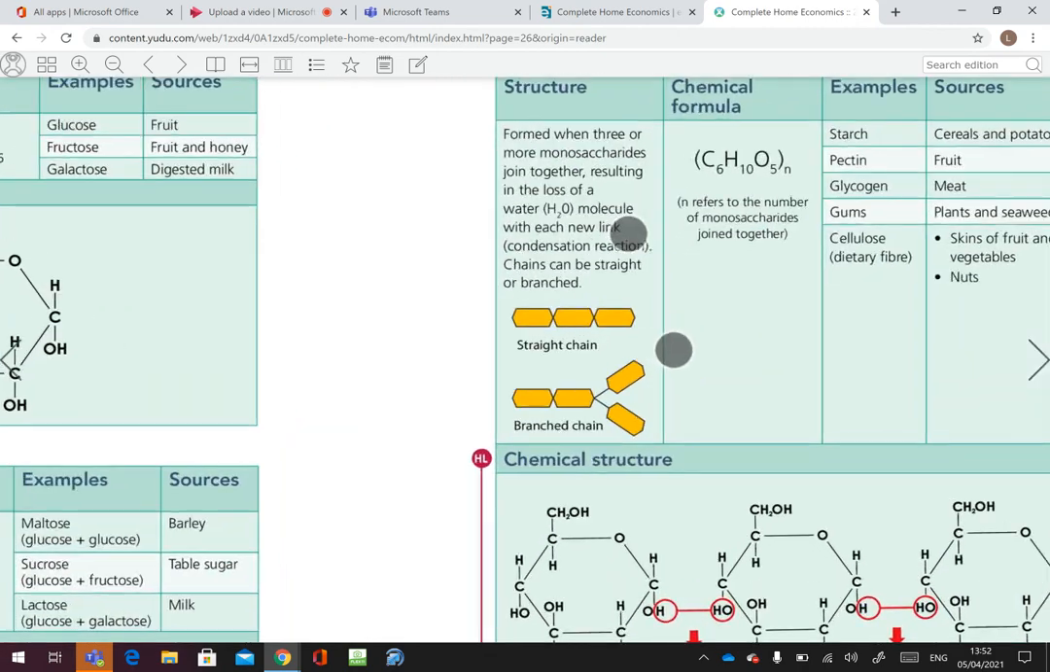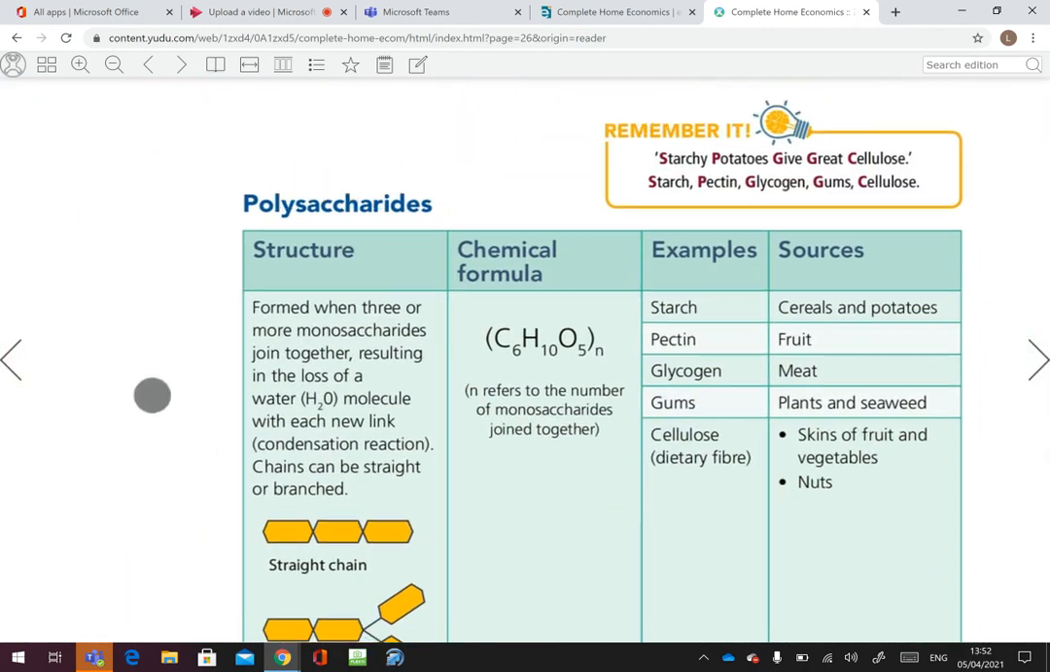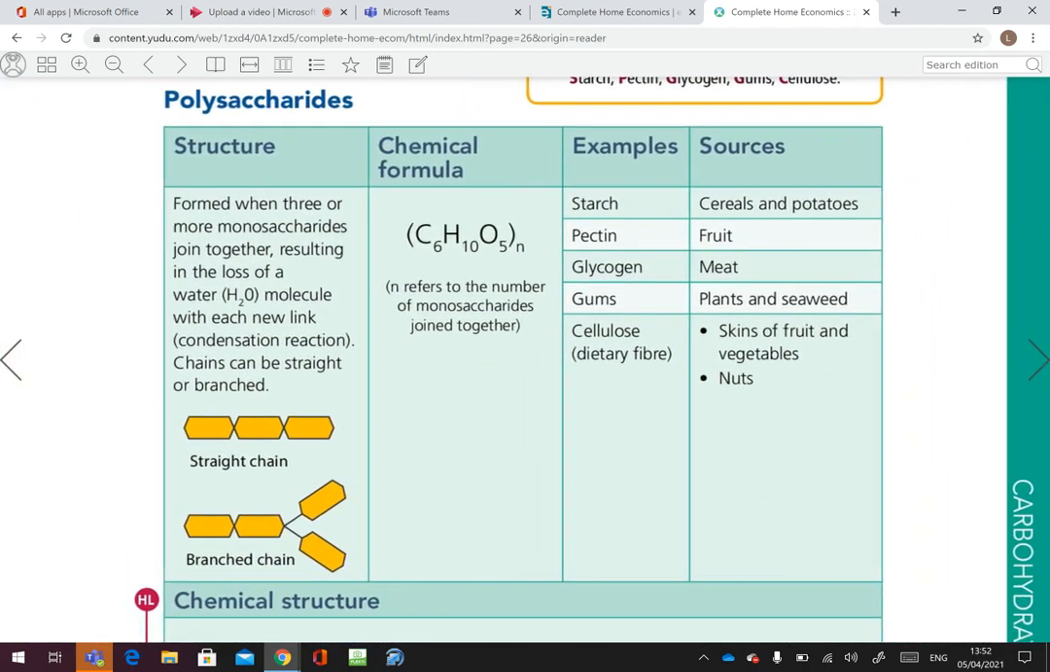Now, finally then, we have polysaccharides. So this means many of these monosaccharides put together, and it's formed when 3 or more monosaccharides join together, and every time they join, water is taken out. Okay, so there is a new condensation reaction. And the chains of polysaccharides can be either straight, so they're all in a row, or they branch off.